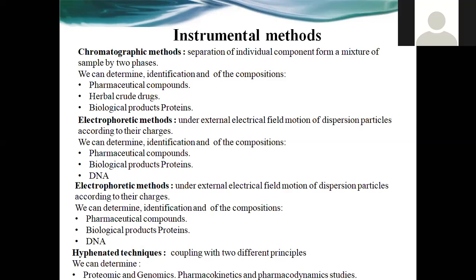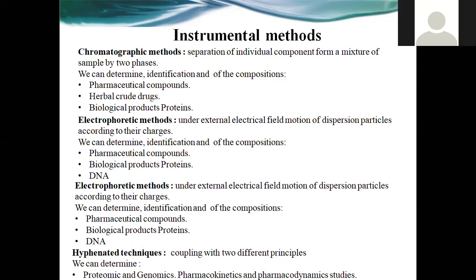Electrophoretic methods are among the best techniques. The principle involved is an external electric field causing motion of dispersed particles according to their charges, and we can determine and identify the compositions of pharmaceutical compounds, biological products, and proteins. Electrophoresis easily identifies biomarkers and is used in proteomics as well as genomics. This principle is used in hyphenated techniques, electrophoresis along with spectroscopy.